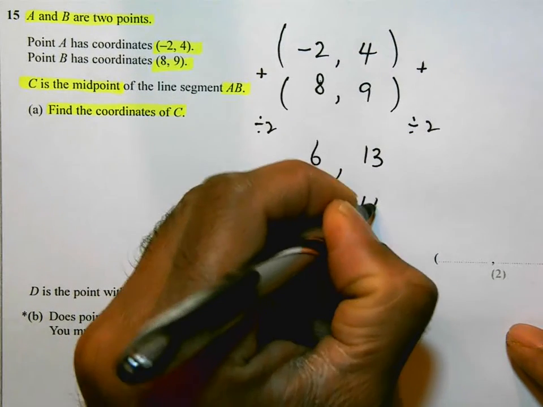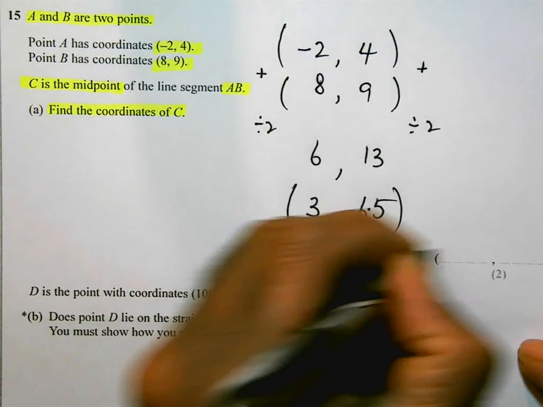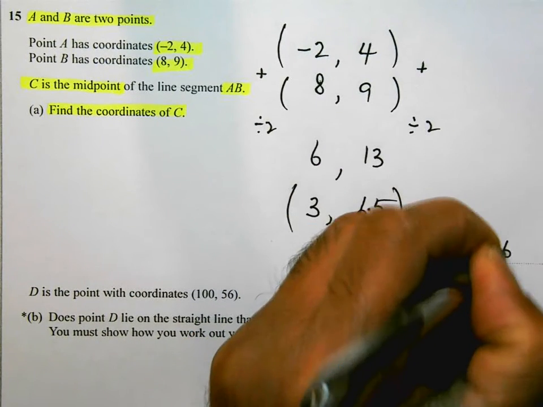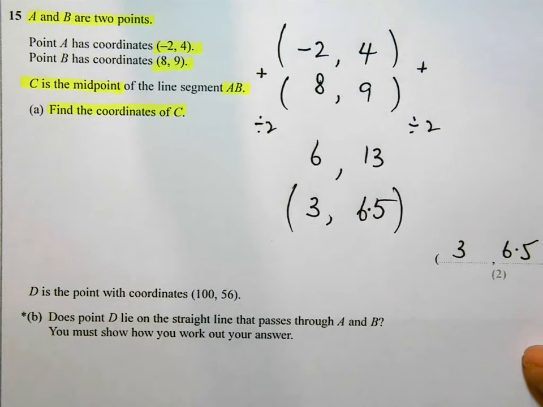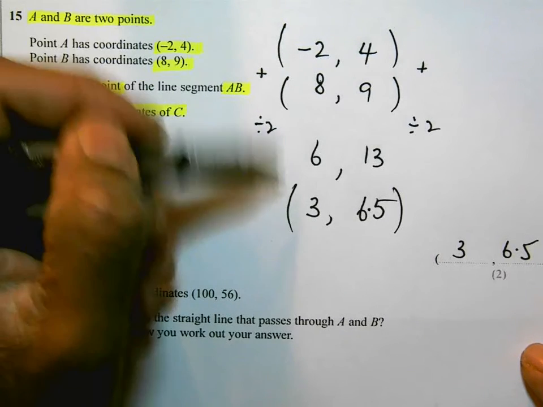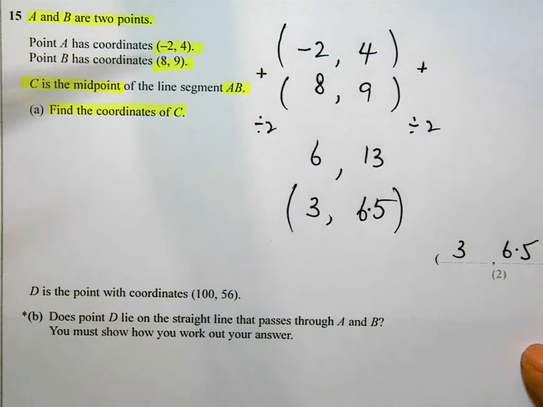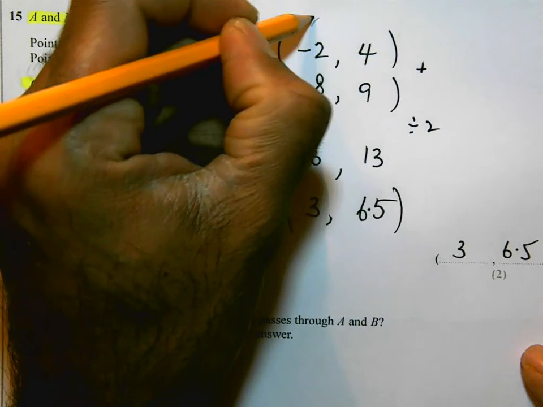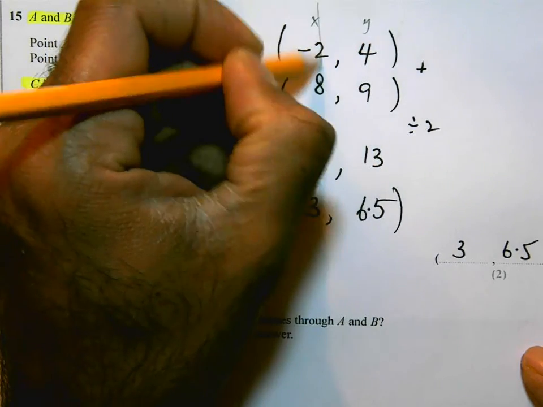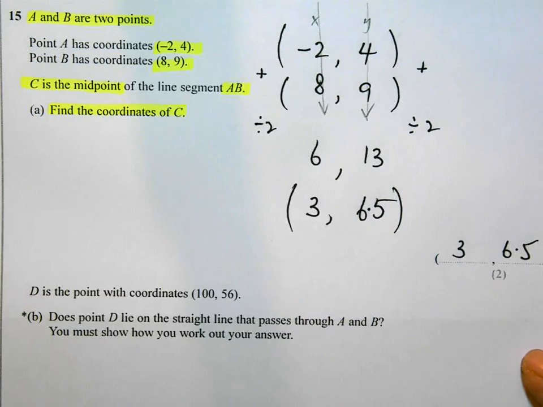Make sure you remember that technique. You add the coordinates together, the x coordinates, the y coordinates, and then divide them by 2. So make sure you do that. We're going to work our way downwards in this way. This is a standard technique, and you basically should know how to do this without a problem. Okay, let's look at part B.